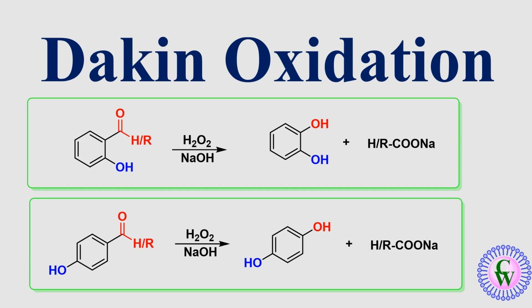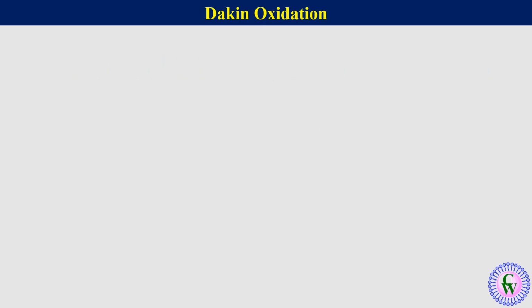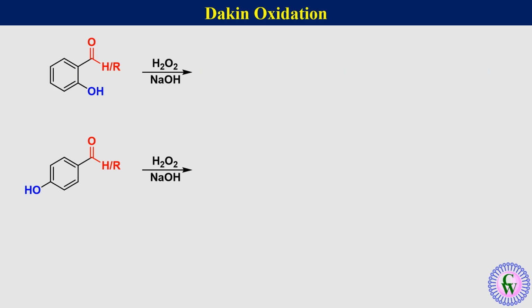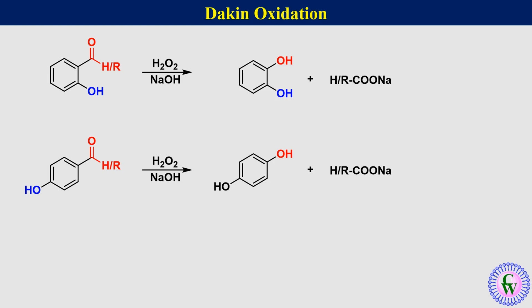In this video we are going to discuss Dakin oxidation. In this reaction, ortho-hydroxy aromatic aldehyde or ketone or para-hydroxyaldehyde or ketone reacts with hydrogen peroxide in the presence of a base like sodium hydroxide to produce aromatic 1,2 or 1,4-diol and sodium salt of carboxylic acid.